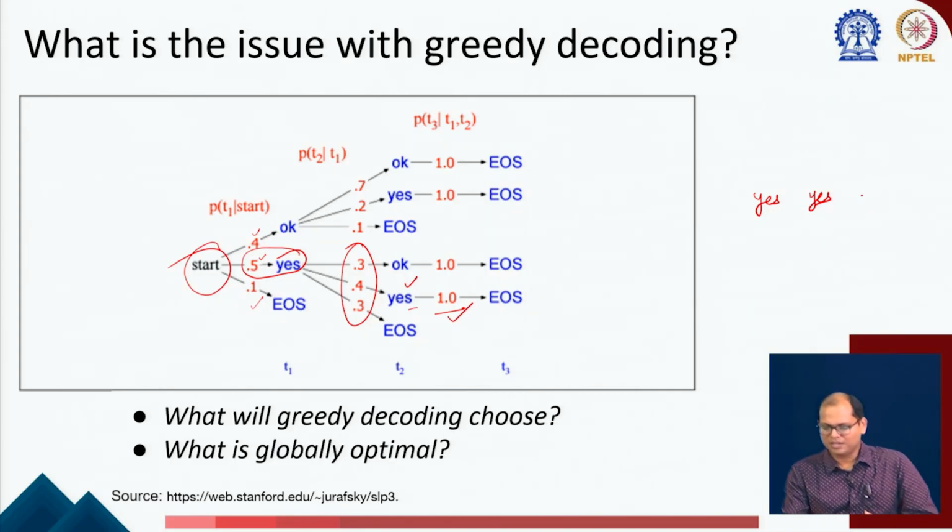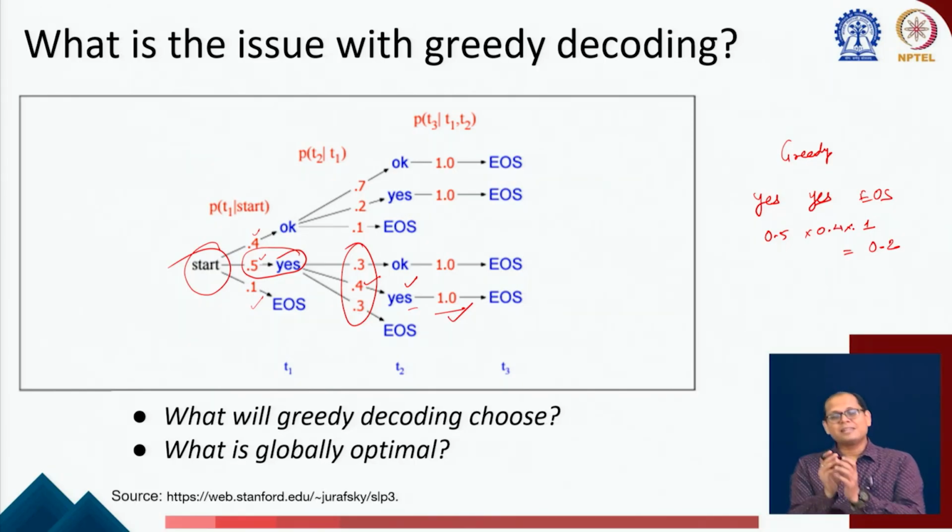So I have to just choose EOS. So yes, EOS is what I will generate using greedy decoding. Now you can easily see in this toy example, is this the optimal solution? So what is the probability of this generation? 0.5 into 0.4 into 1, so that is 0.2. That is the probability. Now, is there any other sequence that has a higher probability? If I see, okay, with yes, this is the best possibility.